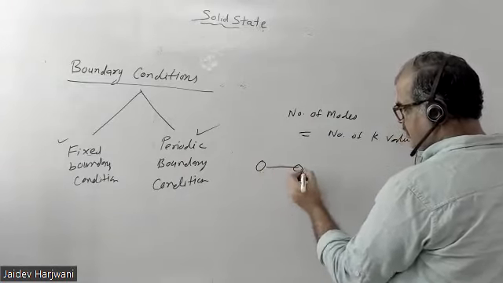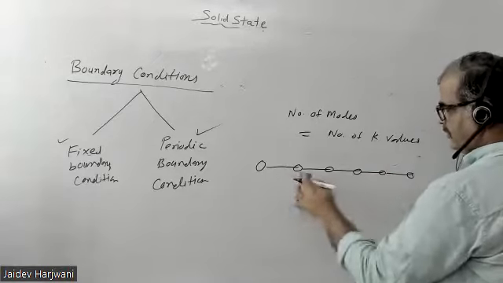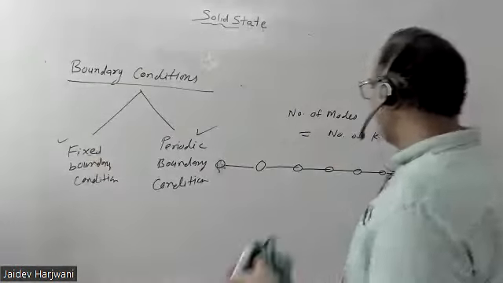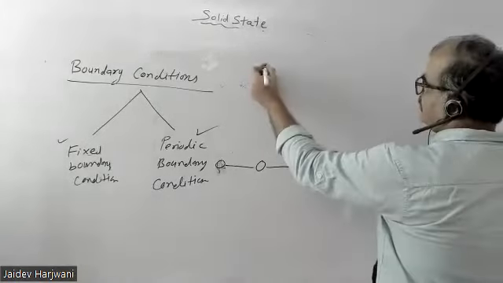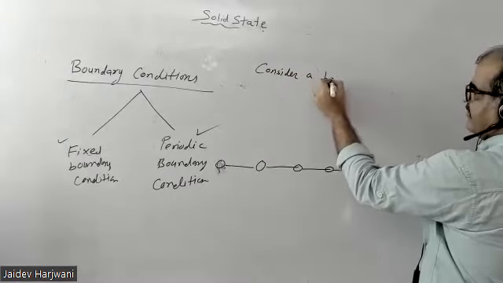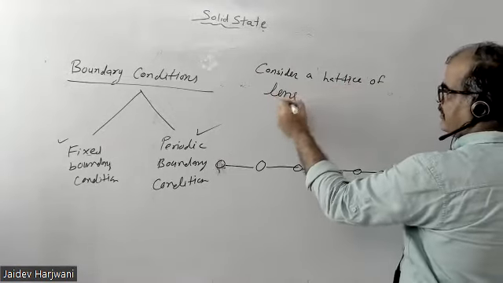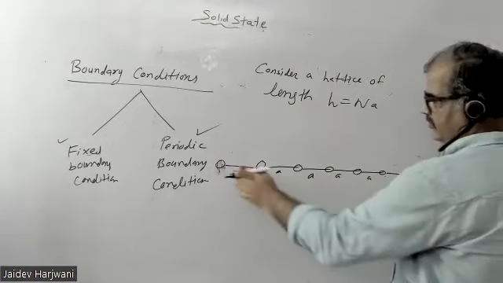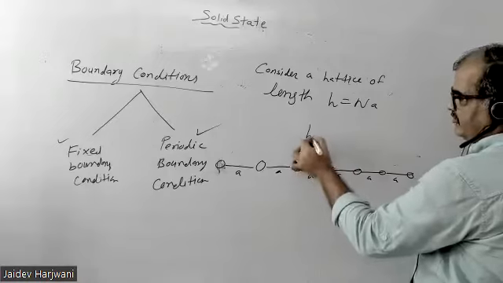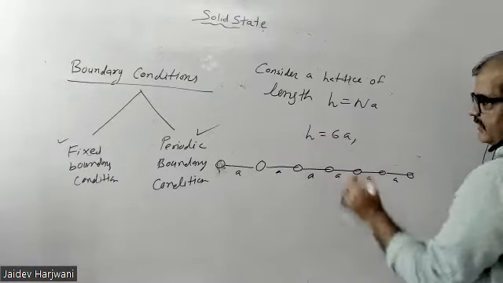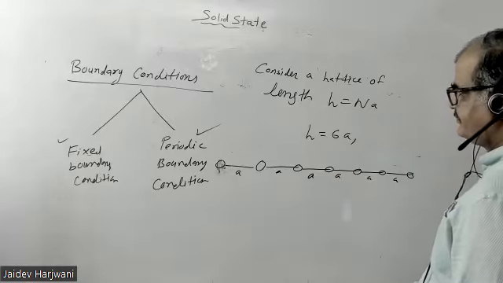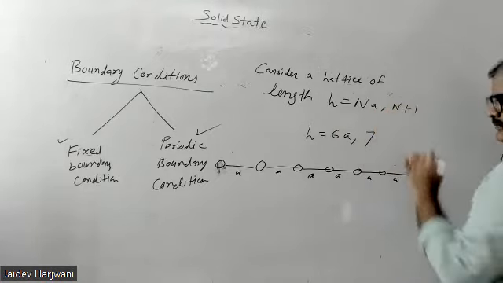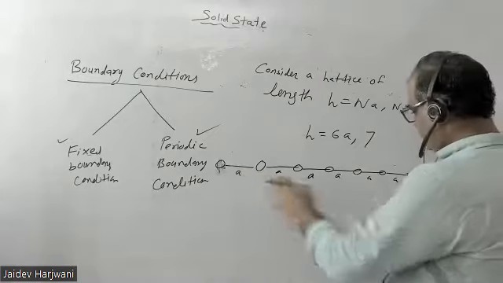We have a lattice. Let me draw one more atom here. Consider a one-dimensional lattice of length L, where L equals NA. This is a, this is a. So 1, 2, 3, 4, 5, 6. For example, this lattice has length 6a. How many atoms are there? Seven. So if I consider length L equal to Na, there will be N plus 1 atoms. This is a chain of N plus 1 atoms.